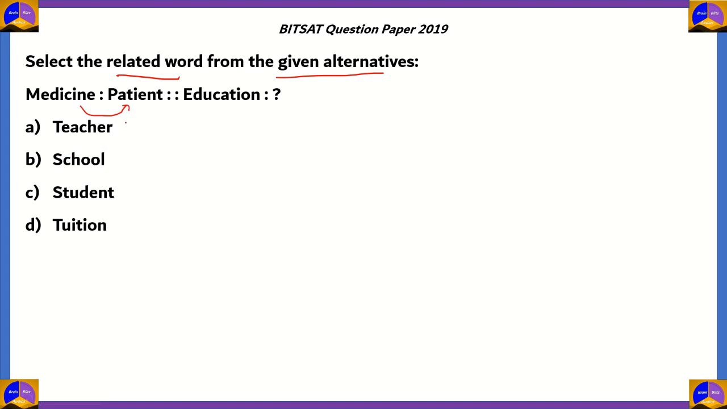Now, what is the relation between medicine and patient? When a patient visits, the doctor prescribes the medicine for him. So medicine is received by the patient in order to alleviate his symptoms. That means we need to find out the recipient of education. So, who receives education?